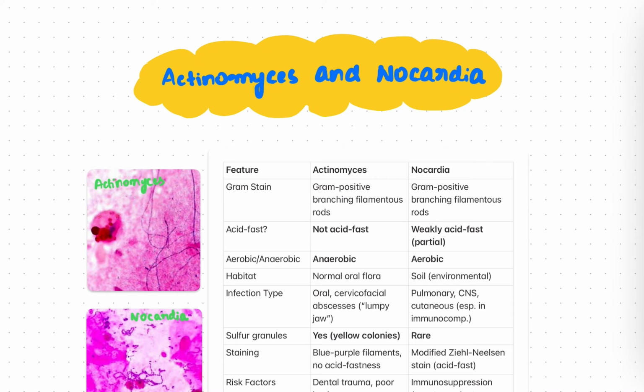First, the main differentiating thing between Actinomyces and Nocardia is acid-fast staining. Actinomyces is not acid-fast, whereas Nocardia is weakly acid-fast. Actinomyces is anaerobic in nature, whereas Nocardia is aerobic. Actinomyces is also a part of normal oral flora, whereas Nocardia occurs in soil.